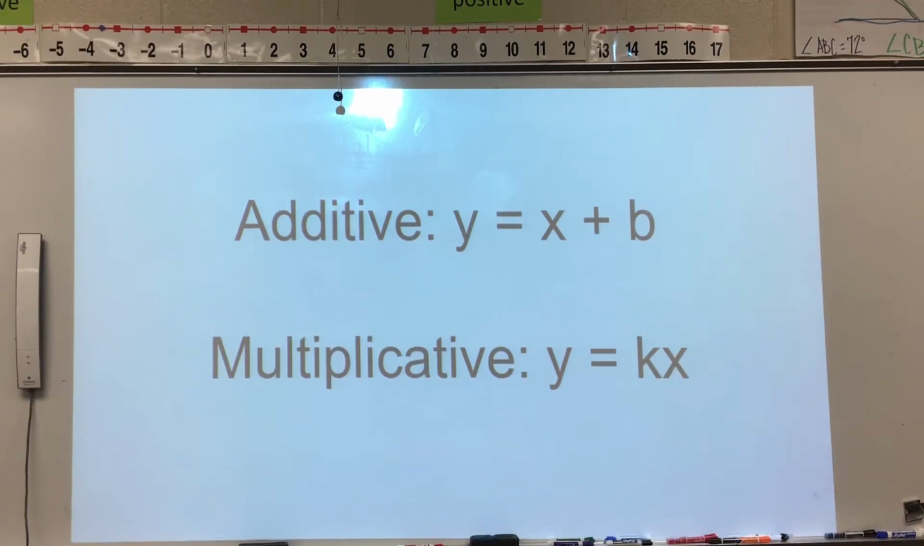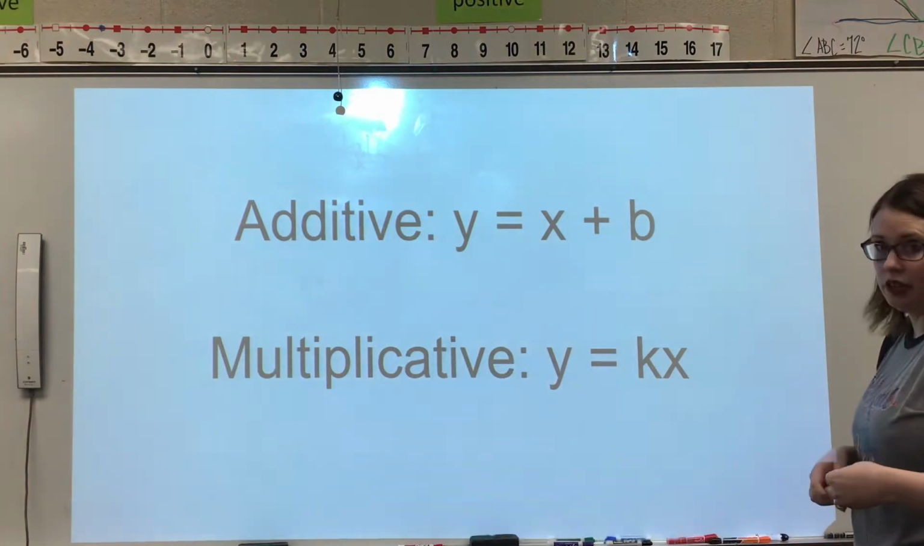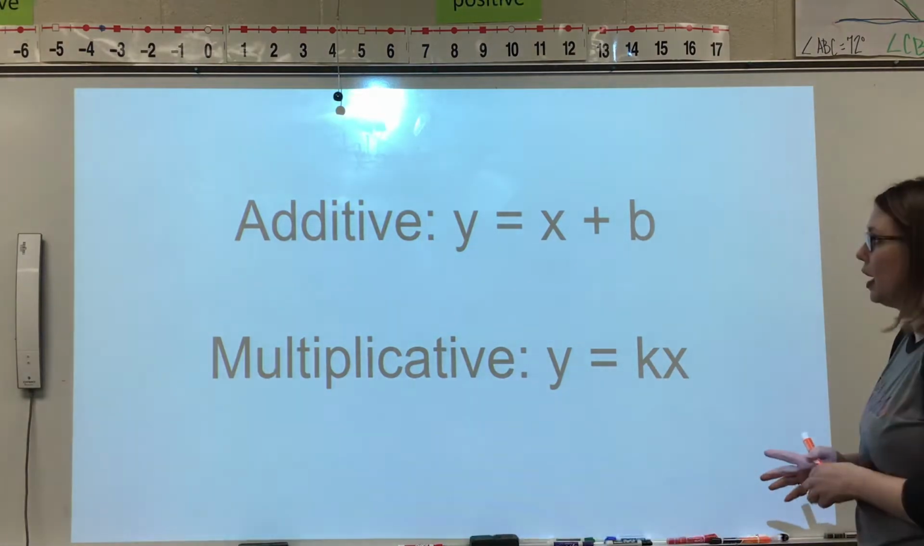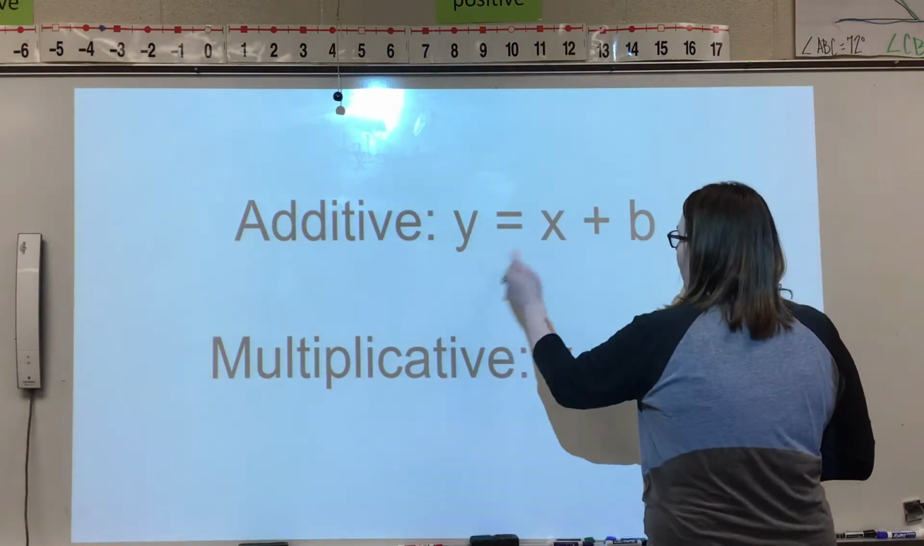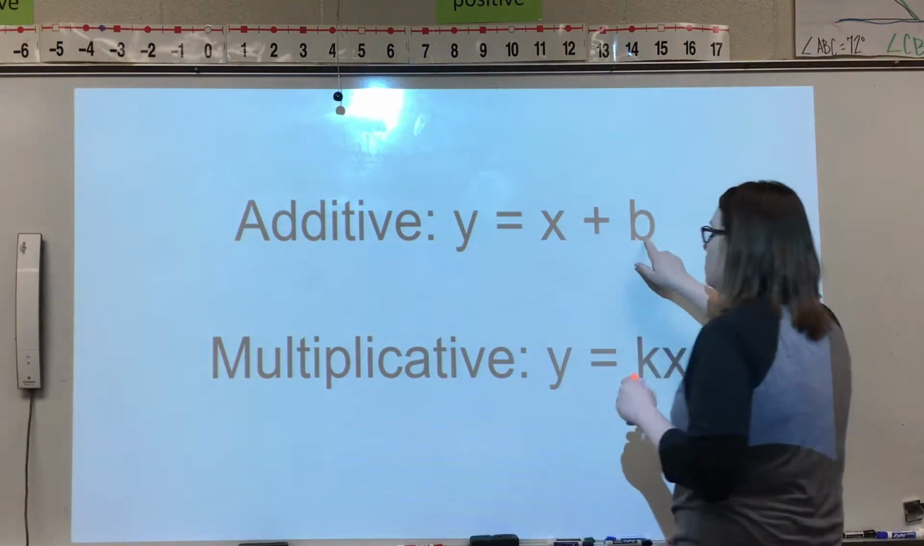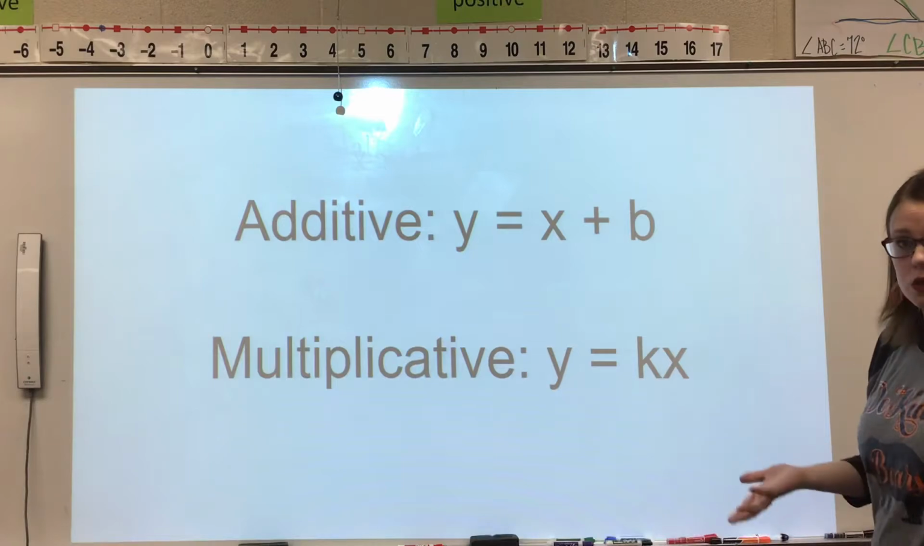Okay, so we've been talking about independent and dependent variables, and we looked at that yesterday in tables and graphs. Well, there's a certain way we write the equation to represent that. So if the relationship between x and y is additive, that means we're either adding or subtracting, then we write it y equals x plus b. And this b means whatever we're adding or subtracting.